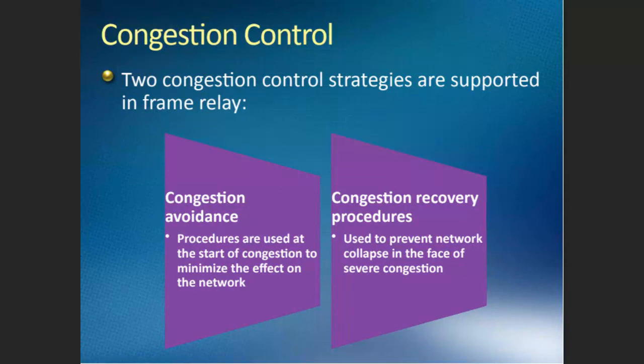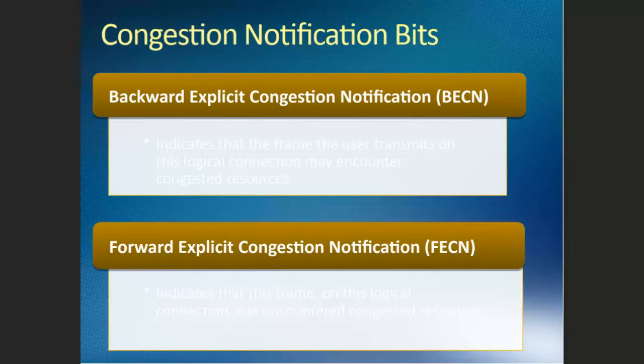Congestion control strategies are supported in frame relay by using congestion avoidance. So if I know that there is a congestion in that path, I will use another path. Procedures are used at the start of a congestion to minimize the effect on the network. And then we have the congestion recovery procedure. It is used to prevent network collapse in the face of severe congestion. So we have these two congestion control methods.